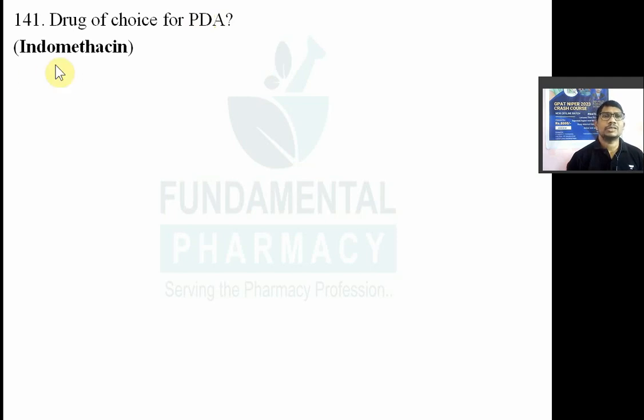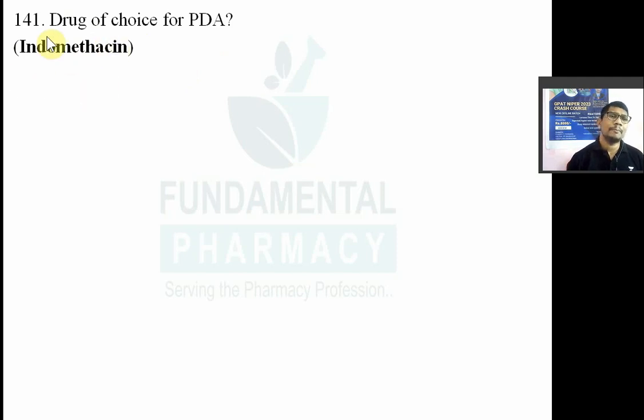So what is indomethacin? It is a non-steroidal anti-inflammatory drug. Indomethacin has an indole group. Along with indomethacin, aspirin can be used. Acetyl salicylic acid and indomethacin, both drugs can be used for the treatment of patent ductus arteriosus. Indomethacin and aspirin both are NSAIDs, non-steroidal anti-inflammatory drugs, but they also have anti-platelet effect.